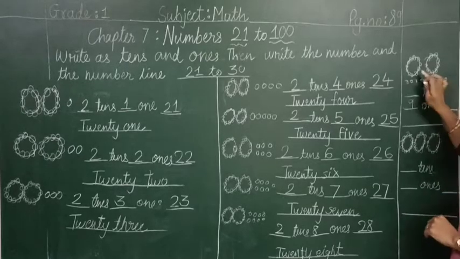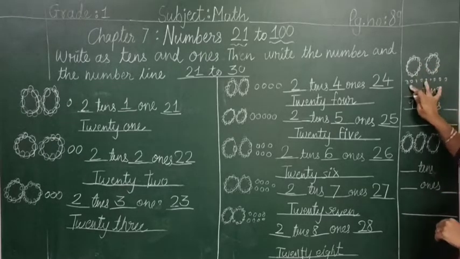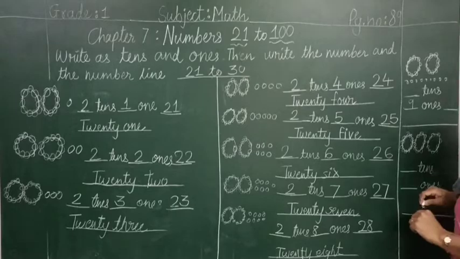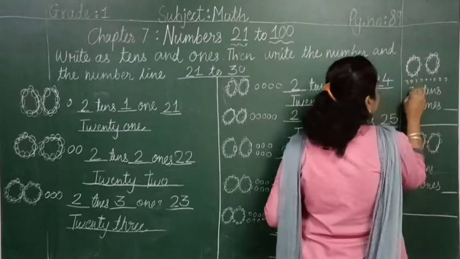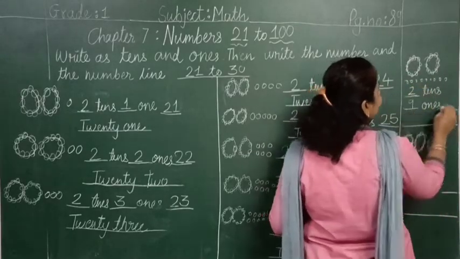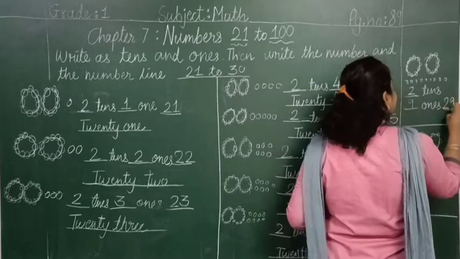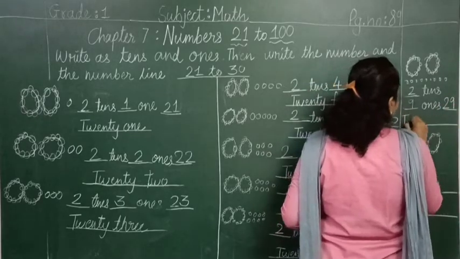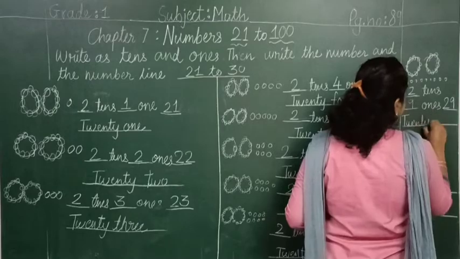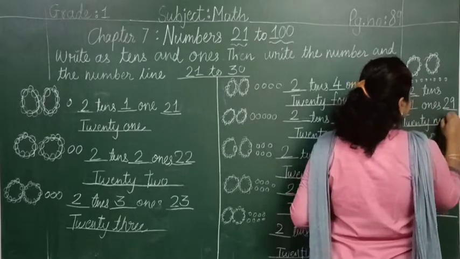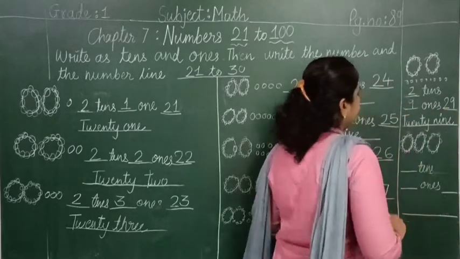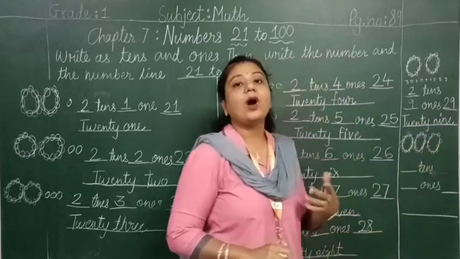So how will you write? 2 tens and 9 ones. You have to draw the ones. So 2 tens 9 ones make 29. What is the spelling of 29? T-W-E-N-T-Y, 20, N-I-N-E, 9. Now after 29, what comes?